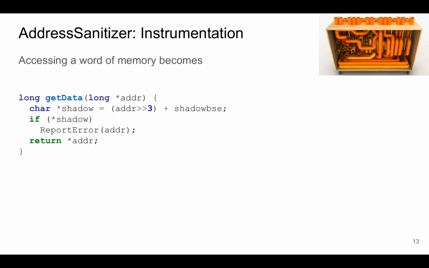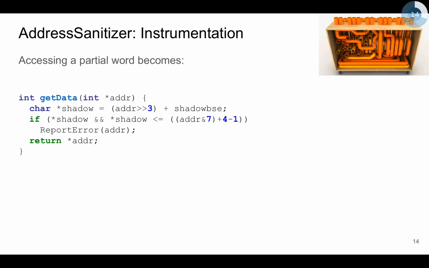And this is really, really fast if it's an 8-byte access. If it's a partial access, so for example, if you're reading an integer, as in 4 bytes, we again, with one instruction, O(1), calculate the location in our metadata table. And then we check shadow plus, we have to do this additional calculation here.